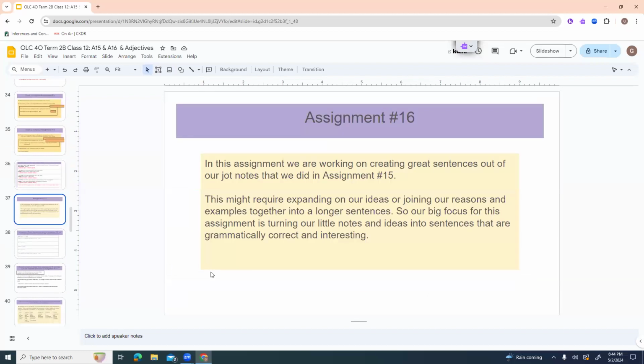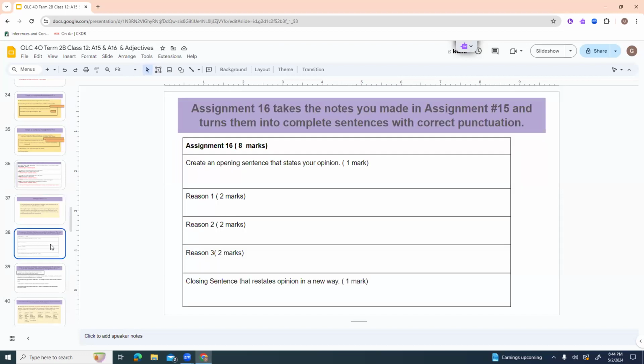Then we're going to go on to assignment 16, right? In this assignment, we're going to be working on creating great sentences out of the jot notes that we did in assignment 15. We just finished that. And that might require expanding our ideas or joining our reasons and examples into longer sentences. So our big focus for this assignment is turning our tiny little notes and ideas into larger, more interesting sentences that are still grammatically correct.